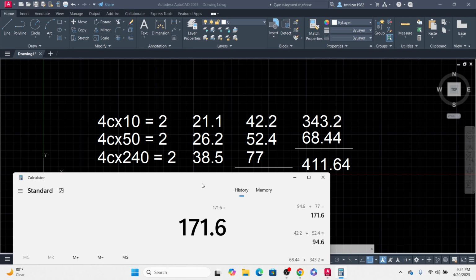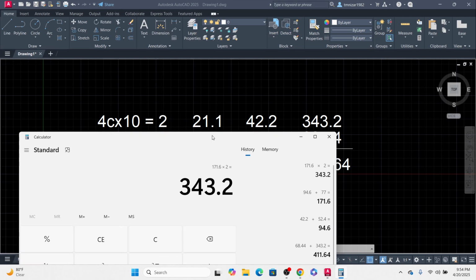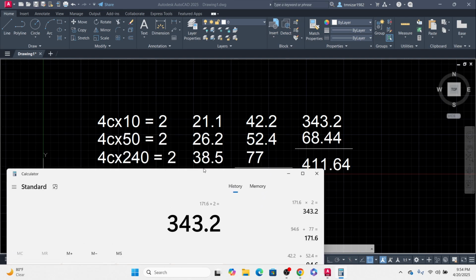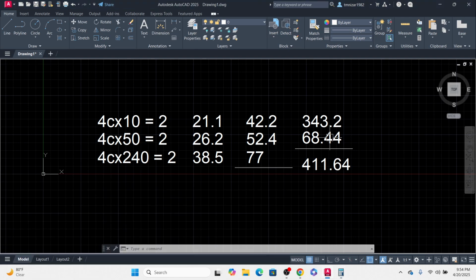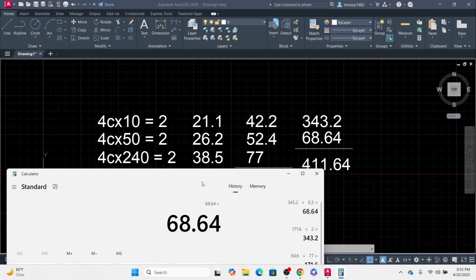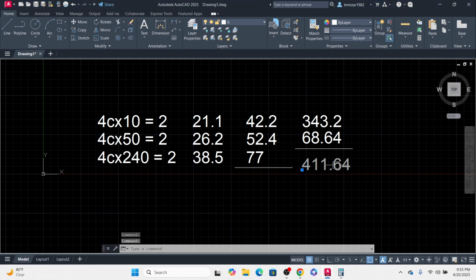I will explain in the drawing also. So this is multiplied by 2, 343.2. I need 20% spare space, so multiply by 0.2, meaning 68.64. So this is the spare. I calculate both: 343.2 plus the spare gives 411.84.